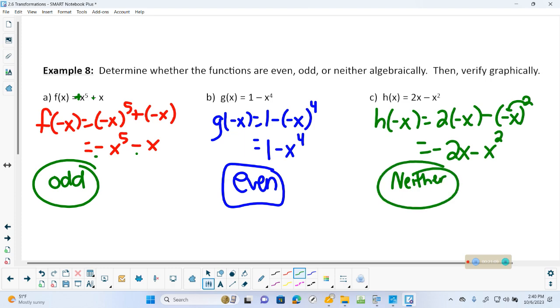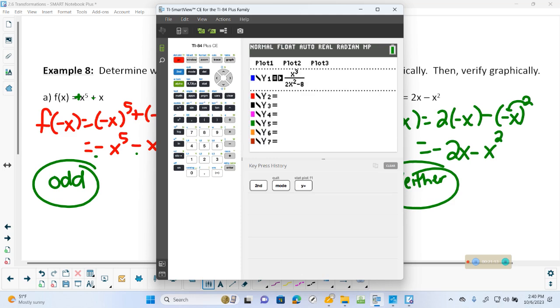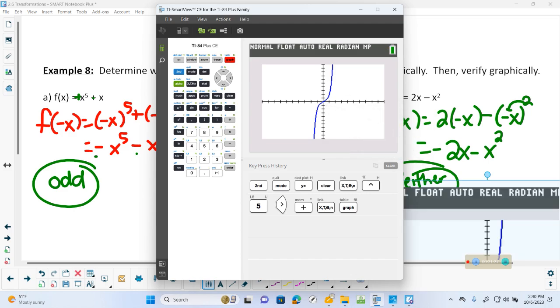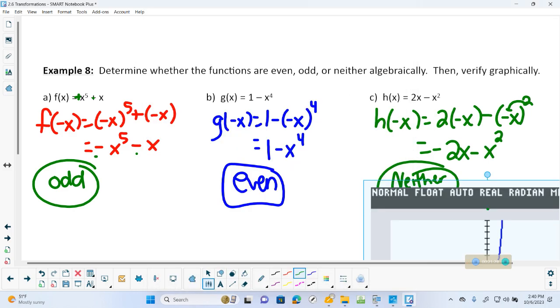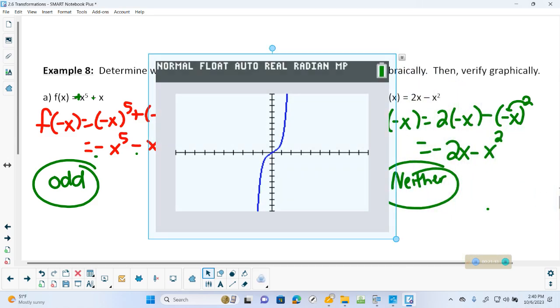Okay, so let's just take a look at a graph. We're not going to do them all. Let's just look at maybe the first one here. So of course, just type it in your y equals. There's nothing fancy here. X to the 5th, and then of course, plus x. Now there's the graph. I'm going to steal the picture. Let me move it over here a little bit so we can see it, and then we'll delete it out of our way. So we already know it's odd, of course, from our algebra.